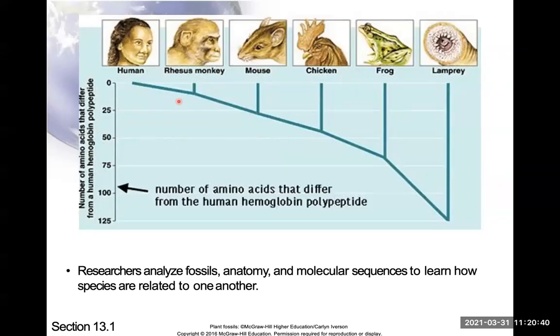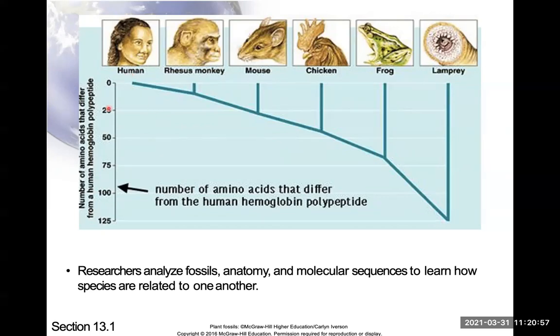So here, using fossils, and now we have DNA technology, we can also look at our anatomy, meaning our bone structure, and we can compare to other animals. We can see if species are related to one another.